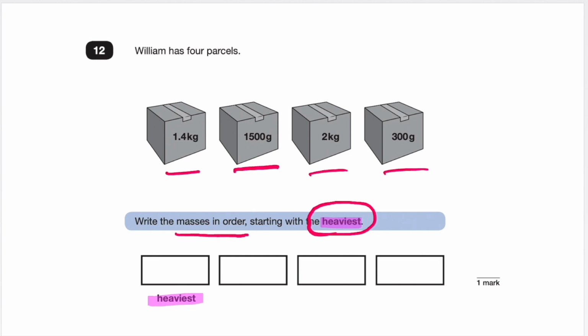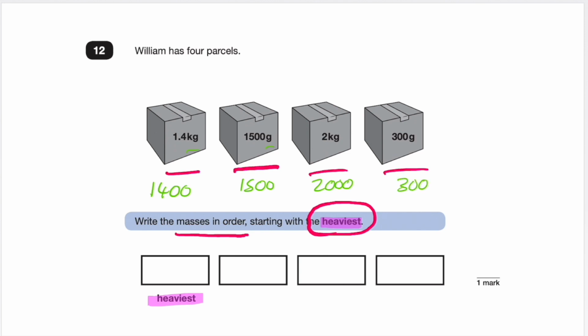But what do we need to do first? Well, we have some kilograms and some grams. So we need to turn them into the same measurement. And I'm going to turn them all into grams, but you could do it the other way around. So 1.4 kilograms is 1,400 grams. We already have the 1,500 done for us. 2 kilograms is 2,000 grams, and 300 grams has already been done for us.